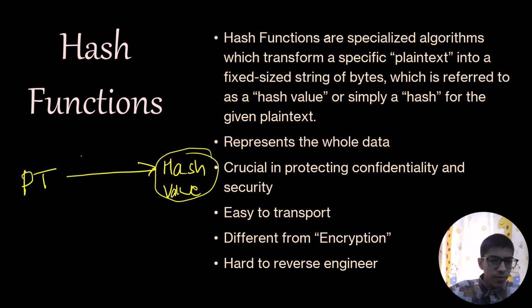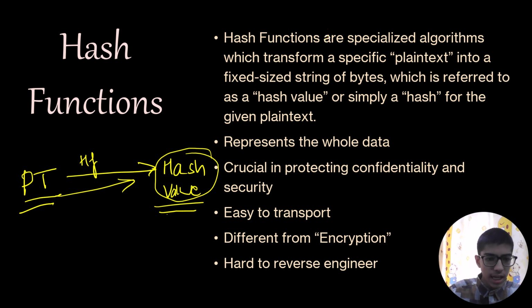Then we have a hash function which makes this possible, and this hash value is the fingerprint of the plain text. So the hash value is the fingerprint of the plain text, that is, it is specific for the specific plain text and is crucial for the transmission of the plain text. So instead of the plain text, we can just transfer the hash value to confirm the identity.